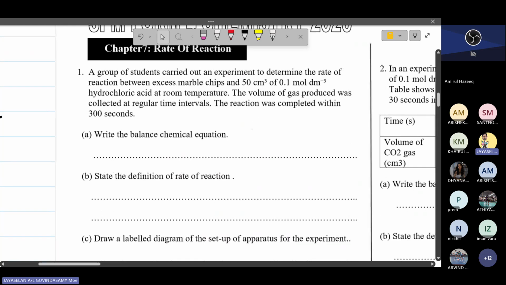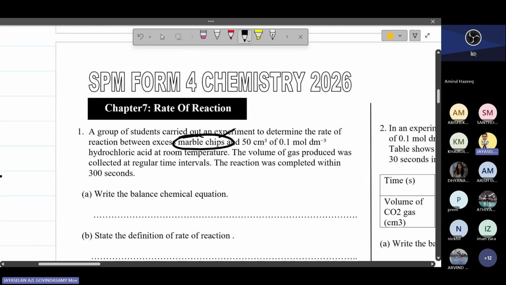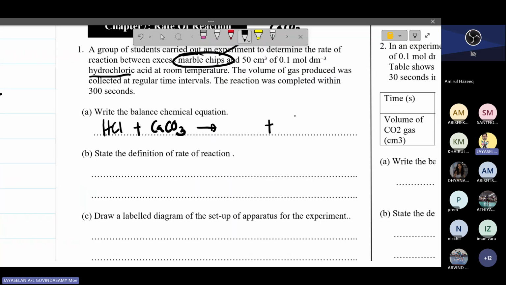Okay, kita tengok soalan ni. A student carry out experiment to determine the rate of reaction of excess marble. Marble means what? Batu kapur. What is the chemical name for marble? Calcium carbonate. Okay, reacted with hydrochloric acid. First, you do the equation: hydrochloric acid bertindak balas dengan calcium carbonate. Please remember two products, memorize: carbon dioxide and water.